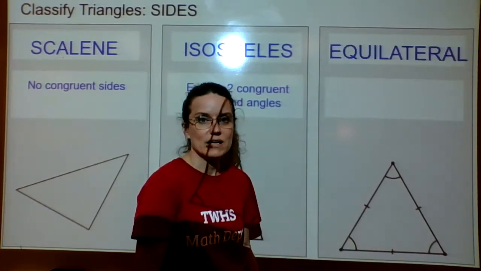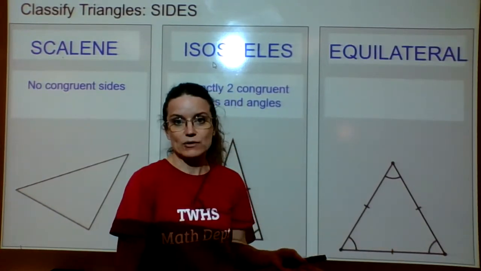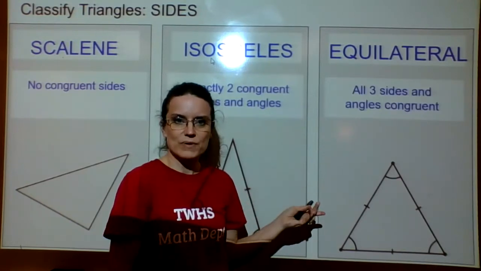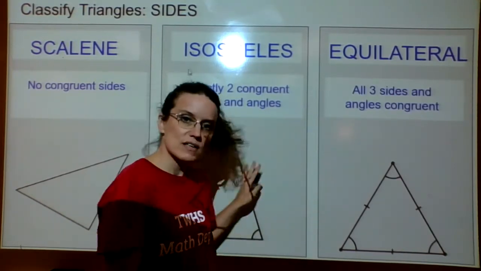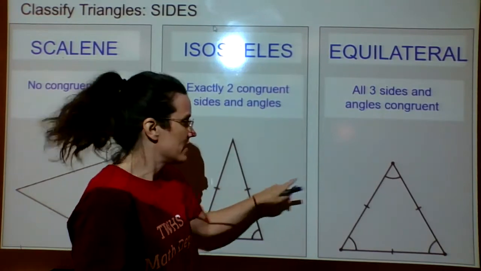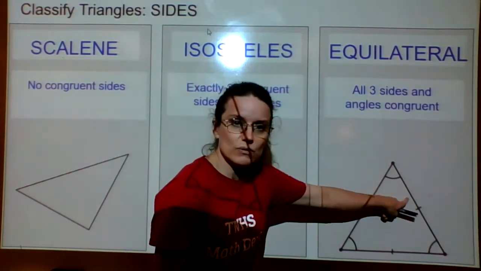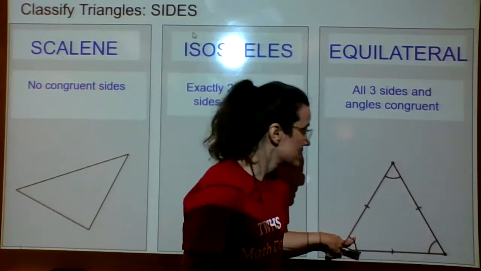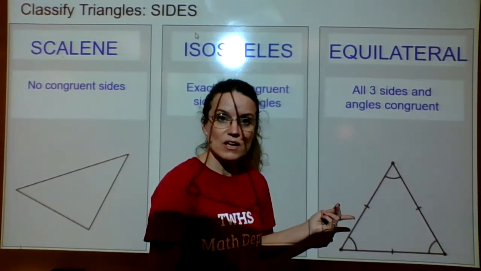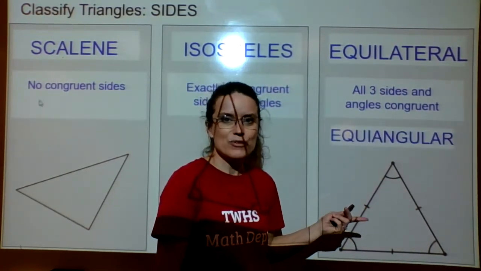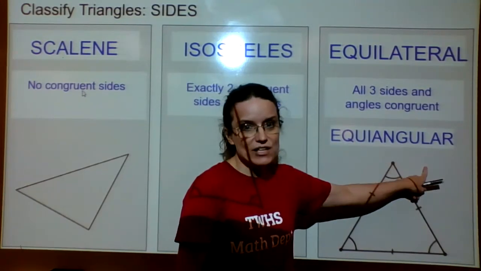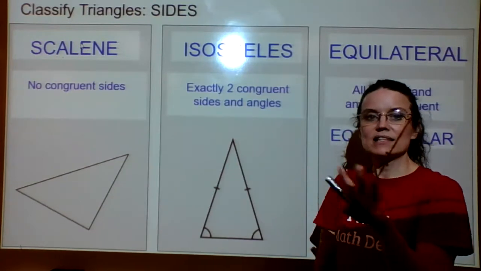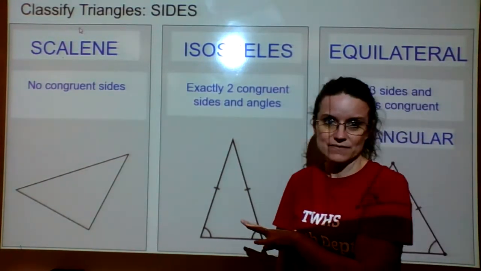Okay, that's isosceles. Then, of course, the triangle with all three sides congruent is going to be your equilateral. Lateral means side, so equal sides. This one has all three sides congruent, but just like with isosceles, if you have sides congruent, you have angles congruent, which means that all three angles are going to be congruent as well, which gets the fun name equiangular.